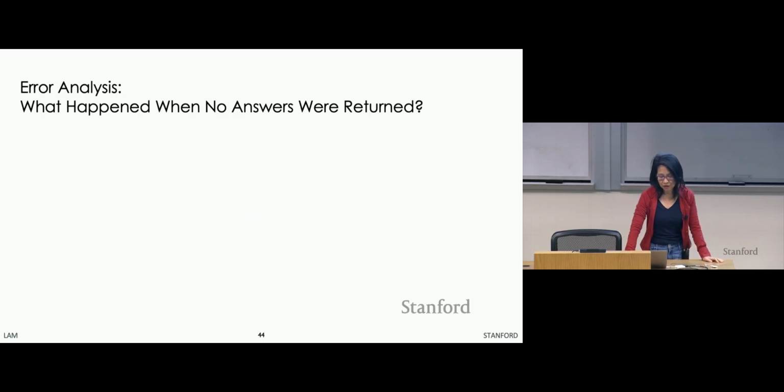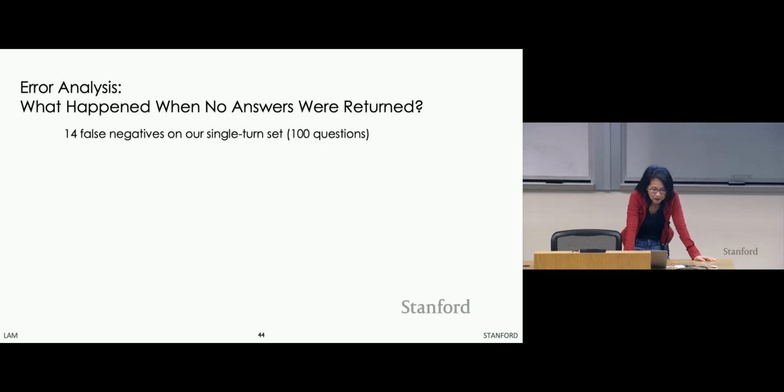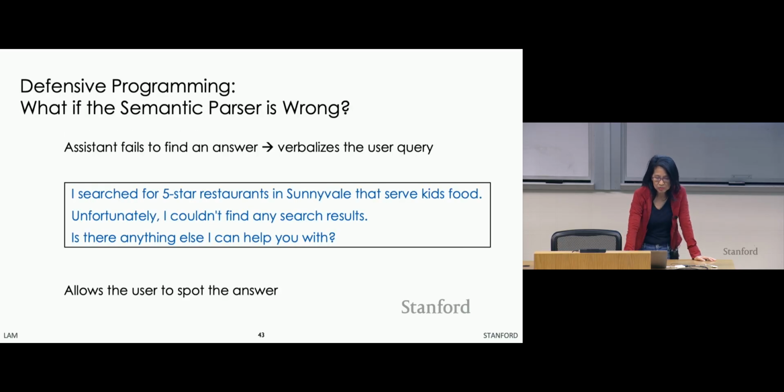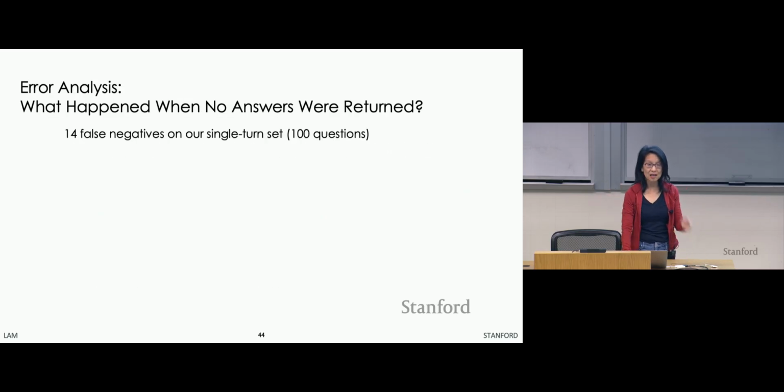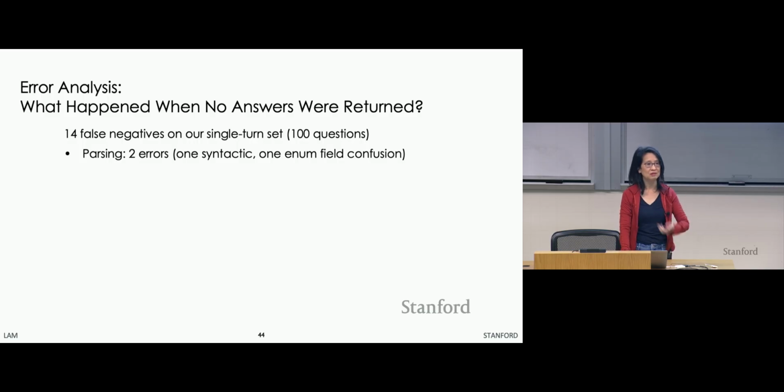So the error analysis has two sides. One is, did I give you the restaurant that satisfies what you want? And the other one is, did I miss any restaurants? You ask me and I say there is no such restaurant when there is such a restaurant. That's a false negative. We did the analysis on that. Out of the 100 questions on the single turn, there are 14 false negatives. So we want to dig them up and see what it is and why.